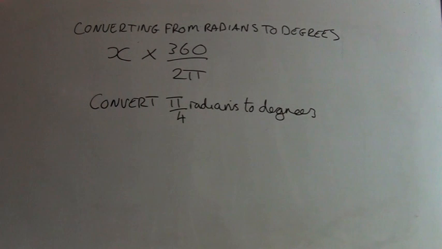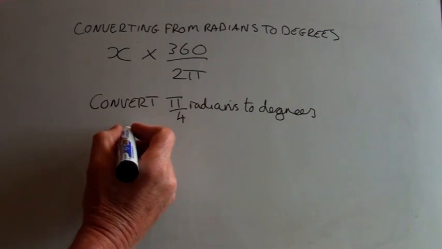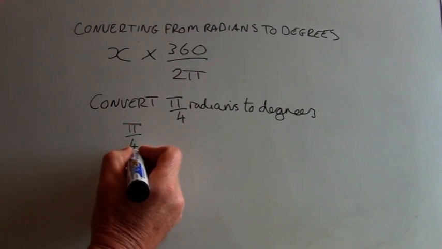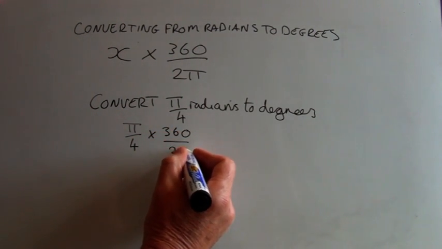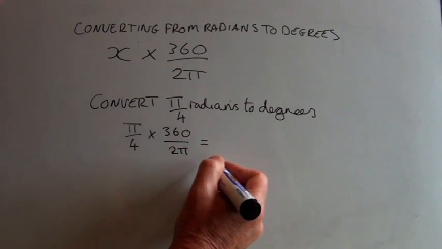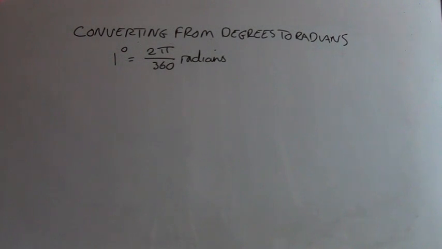Okay, so in our second example, we want to convert pi over 4 radians to degrees. Again, I'll give you a couple of minutes to work it out, and then I'll come back and work through it with you. Okay, so we have pi over 4, which is our value of x, so pi over 4 times by 360 divided by 2 pi. And this equals 45 degrees. Okay, so hopefully you all got those questions right.